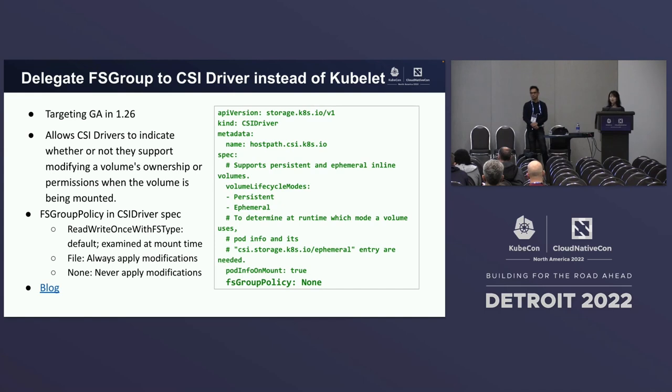So there are three different settings for this FS group policy in the CSI driver spec. By default, it is read-write once with FS type. That means we'll examine that at mount time and determine whether we need to apply modification or not. The second one is file. That means always apply modification. And the third one is none. That allows the CSI driver to opt out and never apply modifications.